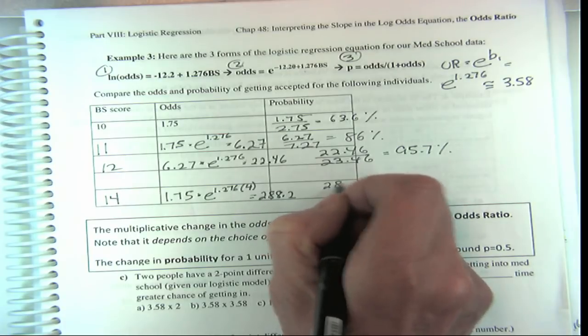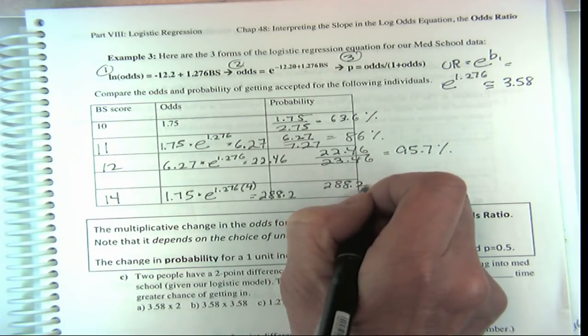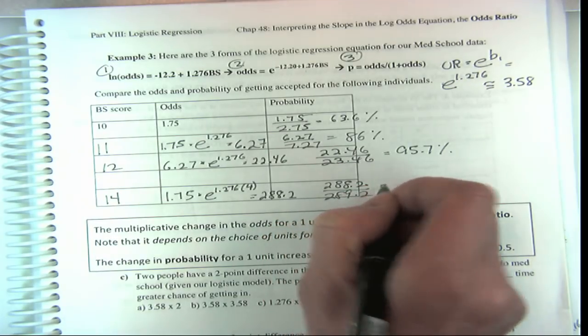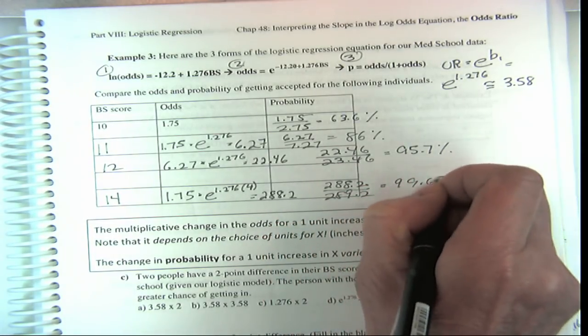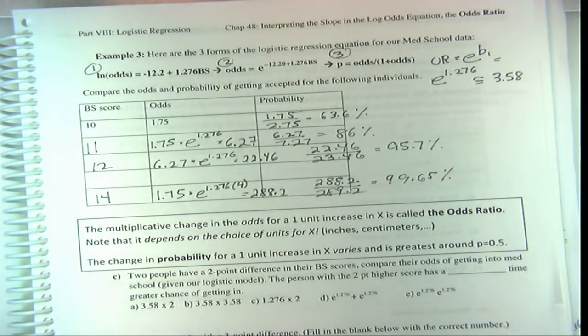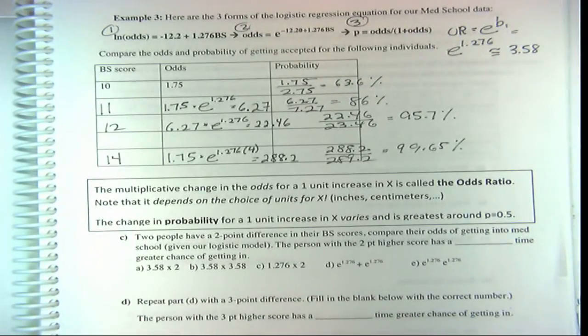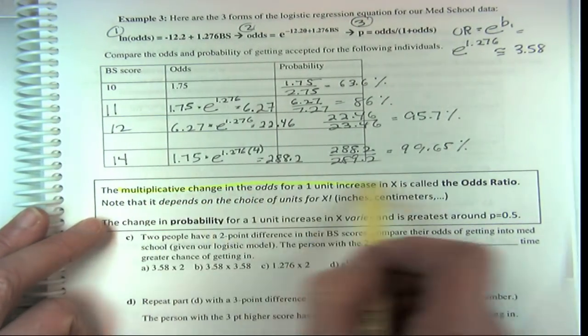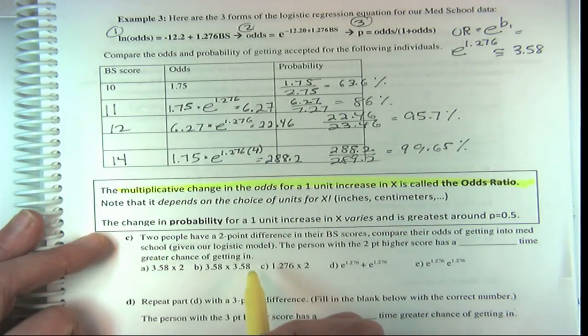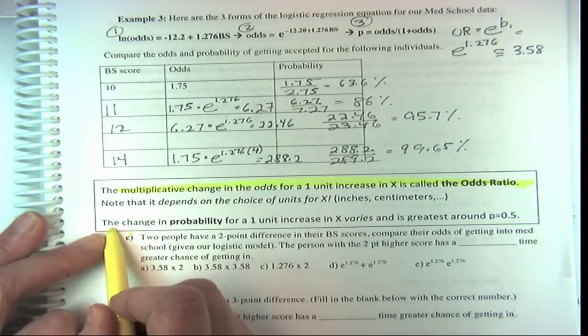So then what do we get? 288.2 over 289.2, and that's 99.65%. Okay? So basically that's pretty simple, and you'll see that all the time, this odds ratio right here. That's different than the change in probability.